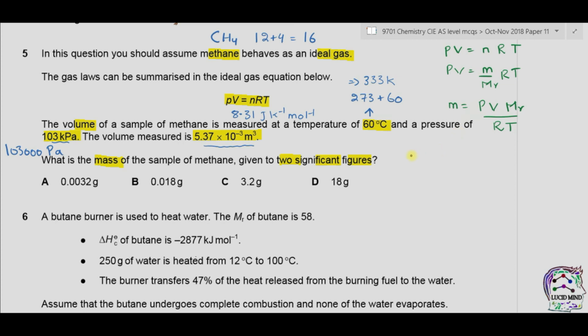Now putting the values, mass equals pressure. Pressure is 103 kilopascals, so we can write 103,000 pascals into volume, which is 5.37 × 10^-3 meter cube, into the molecular mass of methane, which is 16, divided by the value of R, which is 8.31, and temperature, which is in Kelvin, 333. Now by multiplication and division, the mass comes out to be 3.198 grams.